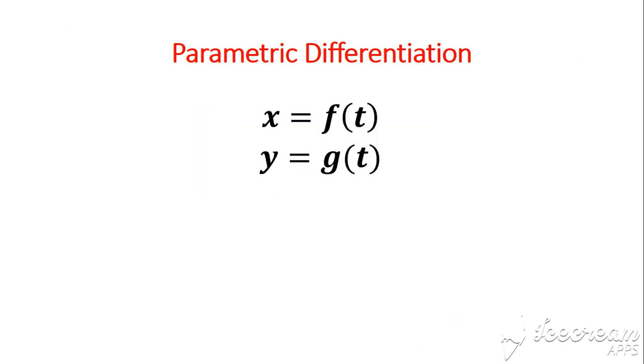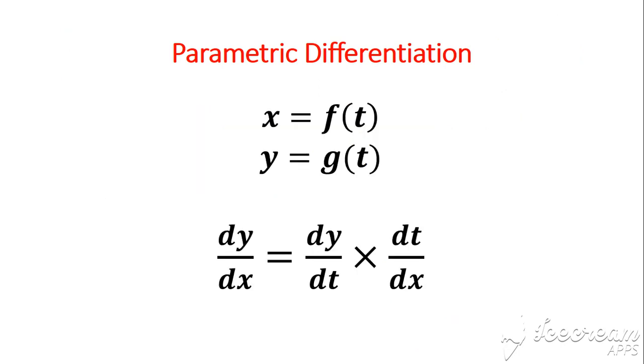To differentiate parametric functions, we're going to use the following chain rule, which says differentiate the y function with respect to t, and differentiate the x function with respect to t, but flip dx dt upside down and multiply these two functions together. The dt's cancel, leaving us dy dx.